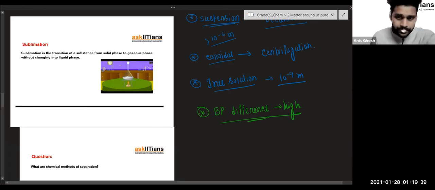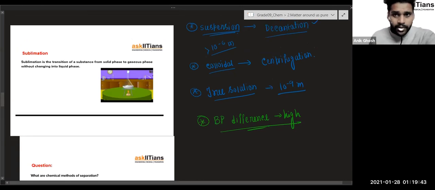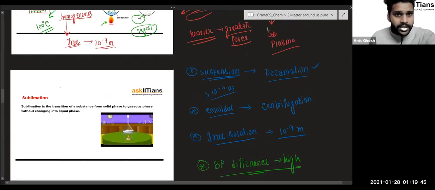Now that was about it. Now the next process is this sublimation. So this process is a little bit different. Okay, so sublimation is, like you can see, the transition of substances from solid phase to gaseous phase without changing into liquid phase. You know about it. When the solid phase is directly getting changed into gaseous phase, isn't it?